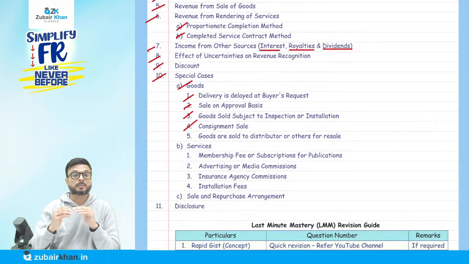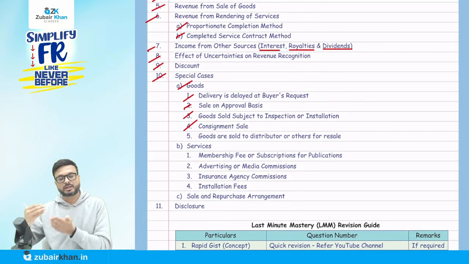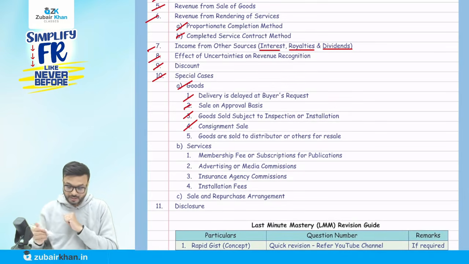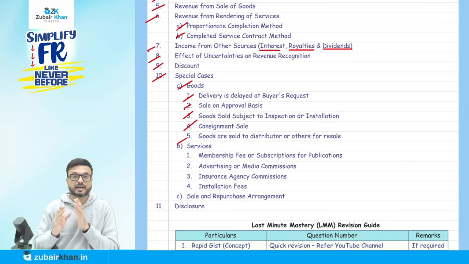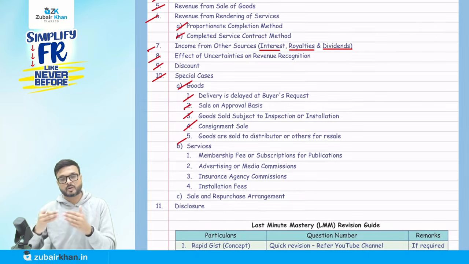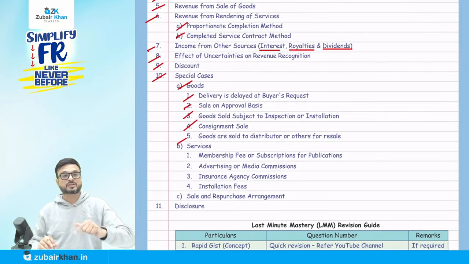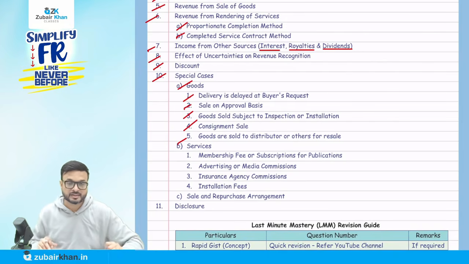Consignment sale: when goods are sold by the consignee to a third party, then it will be recorded as sales in the books of the consignor. If goods are sold to a distributor with the same risk transfer, it will be recorded as sales immediately. Otherwise, when the goods are sold by the distributor to the customer, then it will be recorded as sales only.